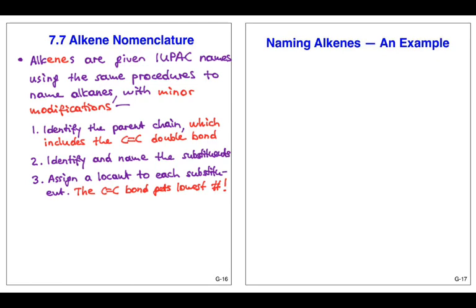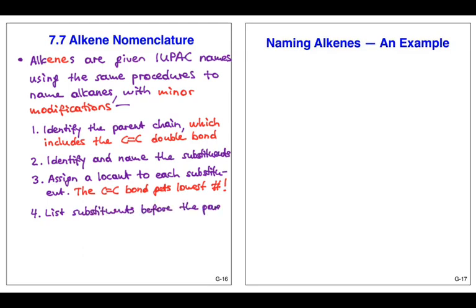Third, you want to number all the substituents to show where they appear along the parent chain. So these numbers are also called locants in formal language. The exception here, though, is that you need to make sure that the carbon-carbon double bond, the alkene, gets the lowest possible number.